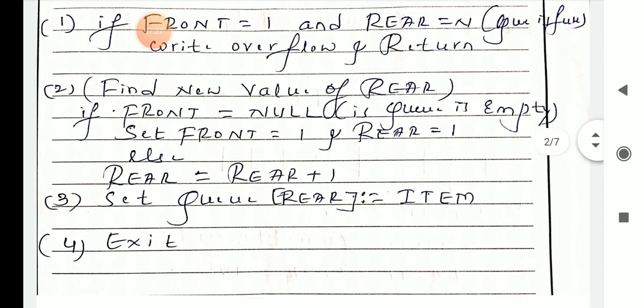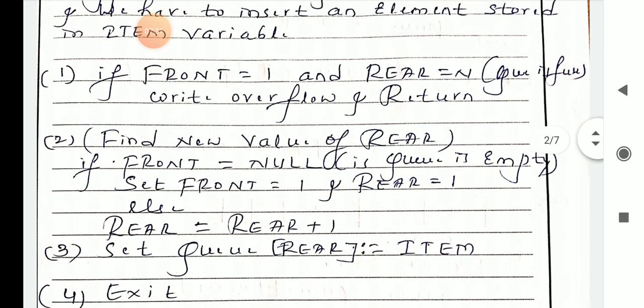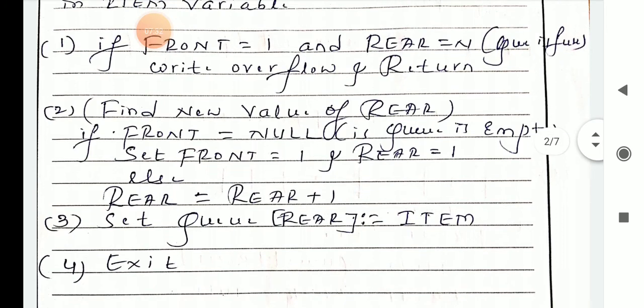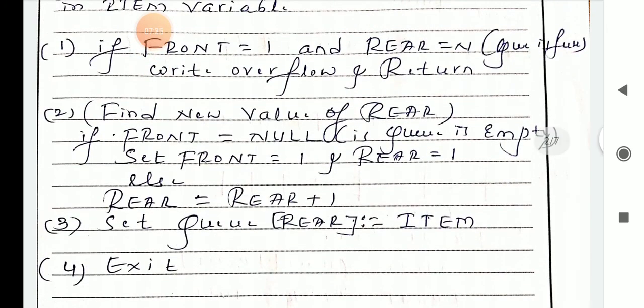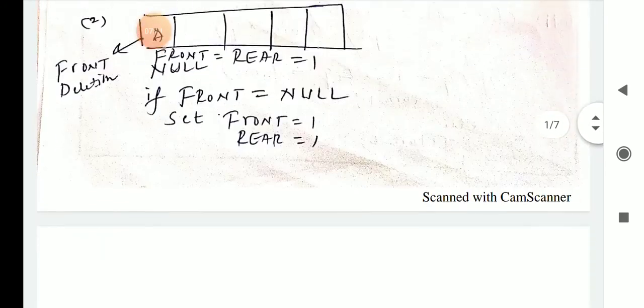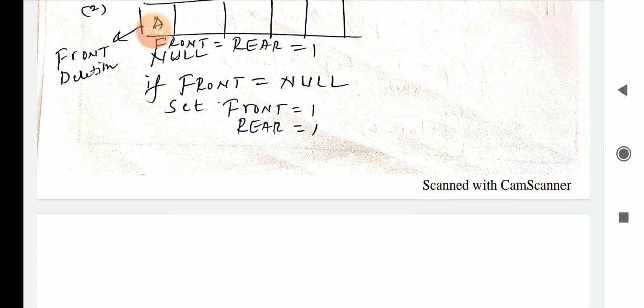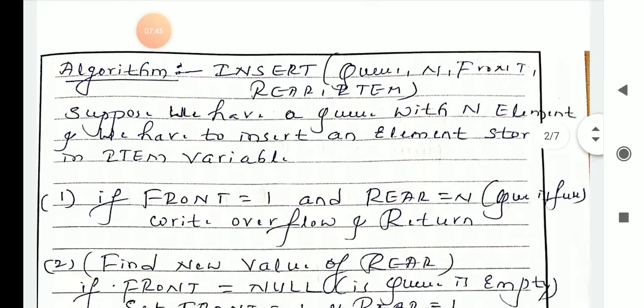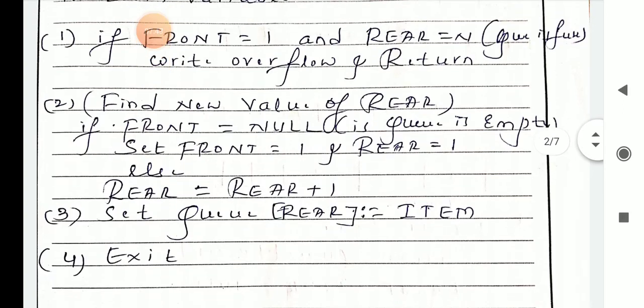The meaning is what? If front is equal to null, the queue is empty. Here, first step if the queue is full, second step if the queue is empty, but you have to set some value. So that's why I will write A in this diagram. Already it is null, but I will write A. So that is the front. So I will write: if front is equal to null, the queue is empty, set front is equal to 1, rear is equal to 1, else rear is equal to rear plus 1.